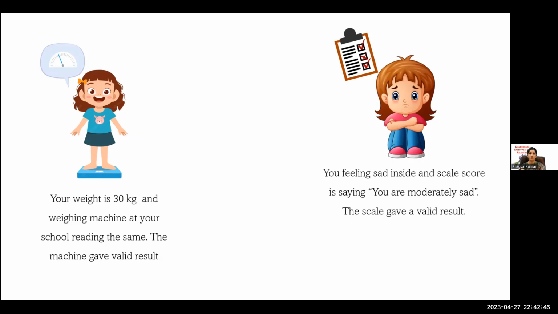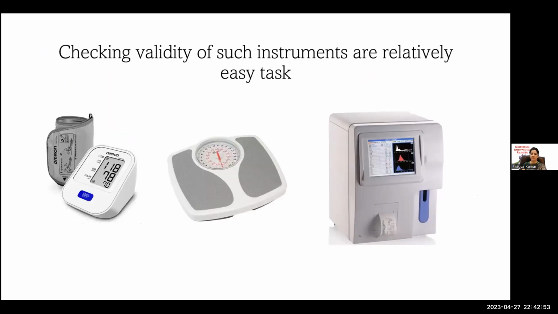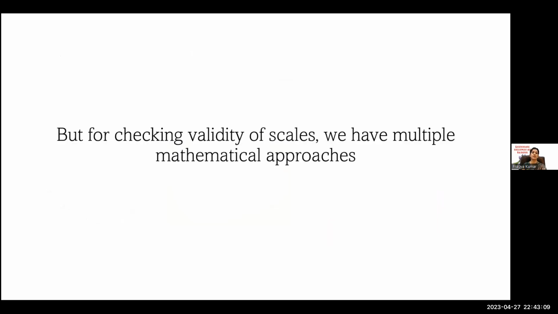But again, in the second example, you are sad, but the scale is saying that you are moderately sad, and you are saying that the scale is giving a valid result. So if you see the instruments which we measure objectively, like a weighing machine, BP machine, SpO2 or ECG machine, these are the instruments. Checking the validity of these instruments is an easy task.